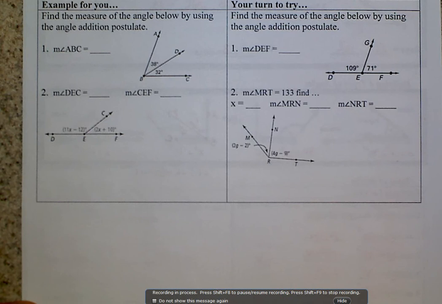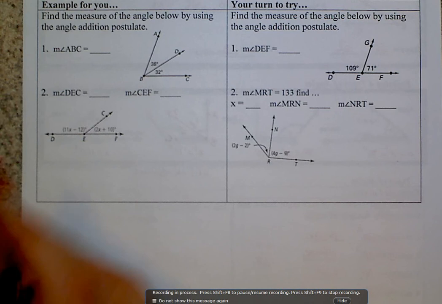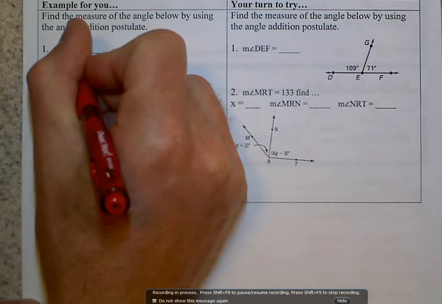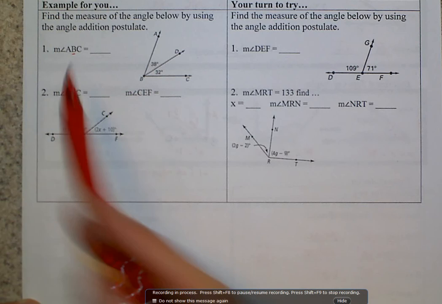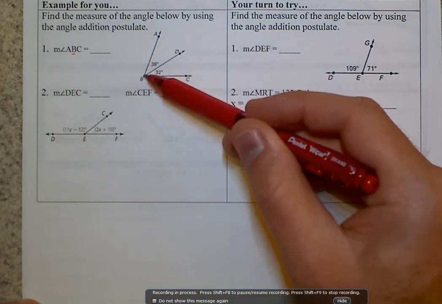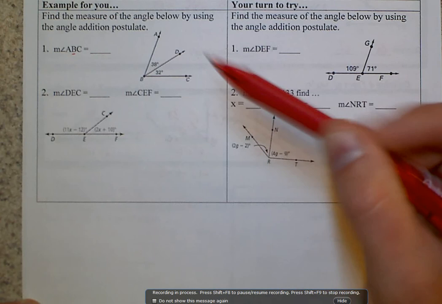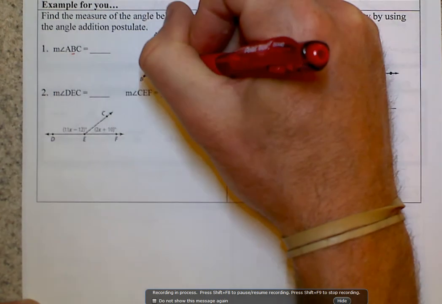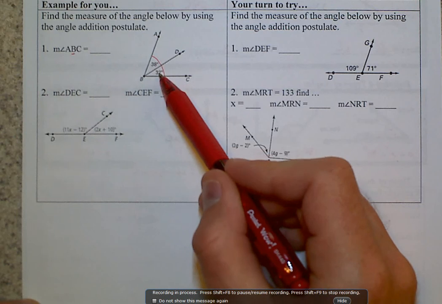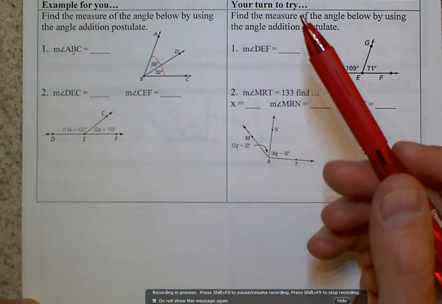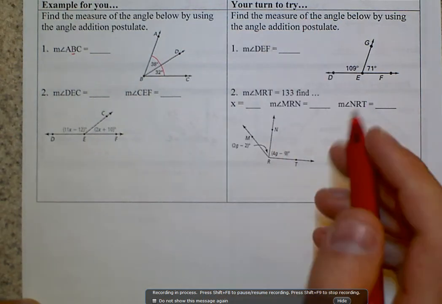On the left side it says find the measure of the angle below by using the angle addition postulate. So it asks you to find ABC. Again, always look at the middle letter. So you're going to start at A, you're going to go to B, and then finish at C. So we want this entire angle right here. Well, since we know this is 38 and this is 32, we just add those 2 angles together, and that should give you 70.